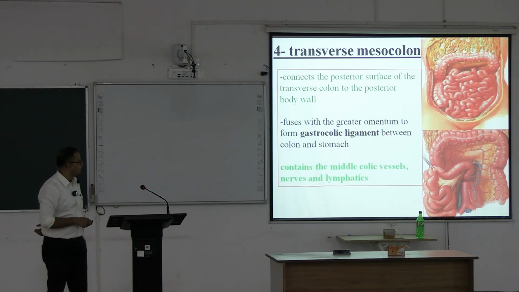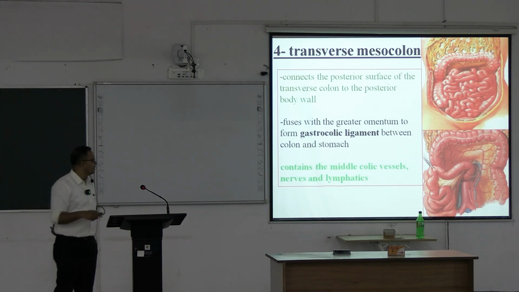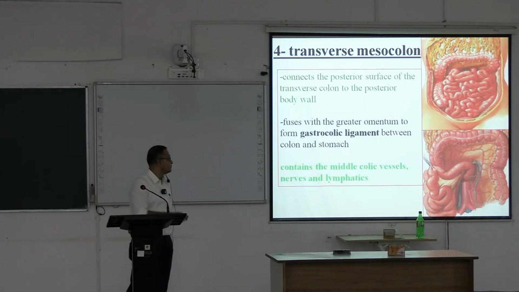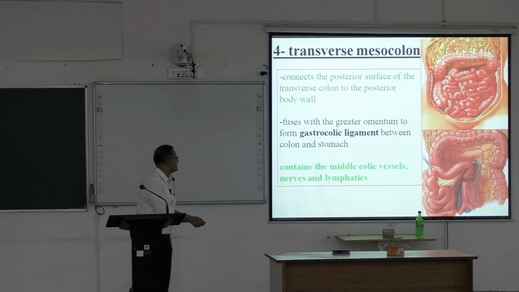So this gastrocolic ligament holds an important blood vessel, we call them the middle colic vessels, along with nerves and lymphatics. So what we mean by the transverse colon, what we mean by the gastrocolic ligament, and what it contains is an important concern for us. We have to memorize these facts.